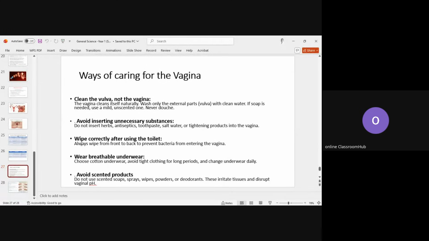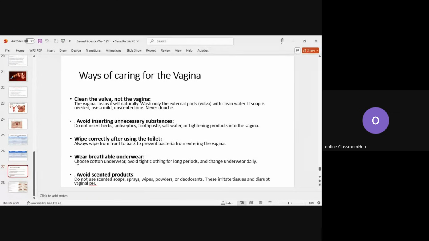Number three, due to our time, I want to summarize it, then you ask your final question, then we go. Number three, wipe correctly after using the toilet. As at now, some people don't even know how to use the toilet when they visit the washroom. Always wipe from front to back. You don't wipe from back to front, because when you do, you introduce bacteria into the vagina.